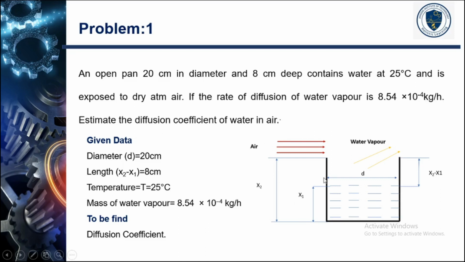So what they asked: they have a pan with 20 cm in diameter and the water is 8 cm deep. The water temperature is 25 degrees Celsius. The water evaporates at the rate of 8.54 into 10 power minus 4 kg per hour. They asked the diffusion coefficient. The given data are the diameter is 20, length is 8 cm, temperature is 25, the mass of water evaporated is 8.54 into 10 power minus 4 kg per hour. So we want to find the diffusion coefficient between air and water.